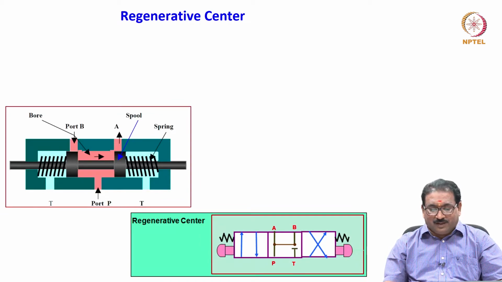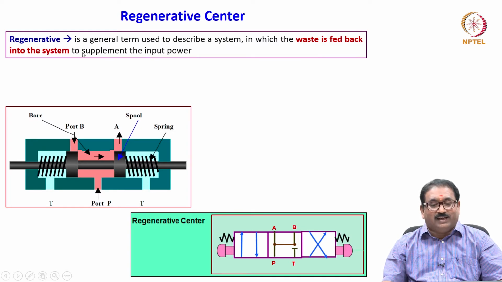Then you will see regenerative center. Regenerative meaning you will see A and B are connecting to P. A and B are connecting to P. Then please understand what is this regenerative. Already we know that the regenerative term is a general term used to describe a system in which the waste is fed back into the system to supplement the input power.